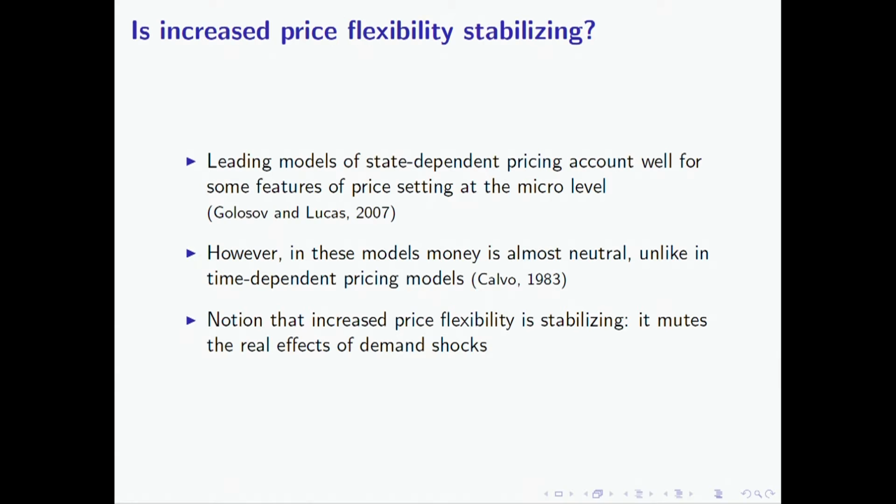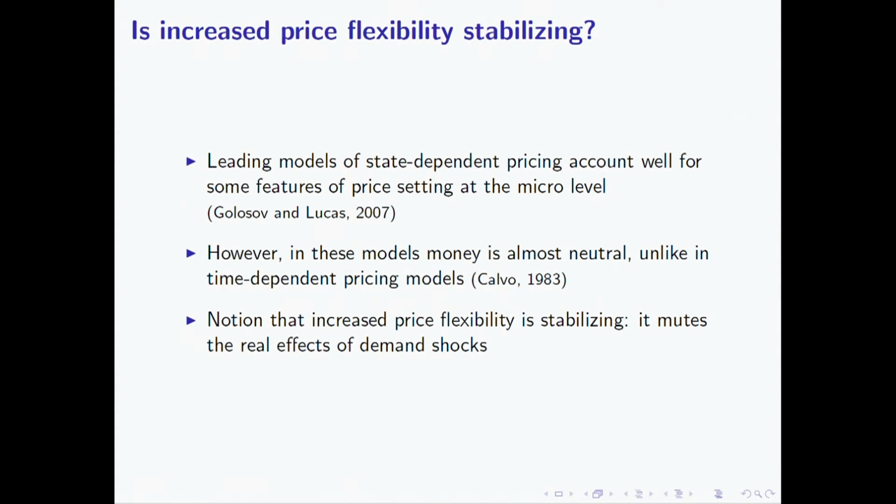In particular, the leading models nowadays are those of state-dependent pricing, basically because they account for some features of the microevidence on price changes, and that's how the profession has moved to microfounding these models based on microevidence. However, as Oleksiy mentioned, in these models money is almost neutral, unlike in time-dependent pricing models such as Calvo. Generally, there is this notion that increased price flexibility is stabilizing, at least in the sense that it mutes the real effects of demand shocks.